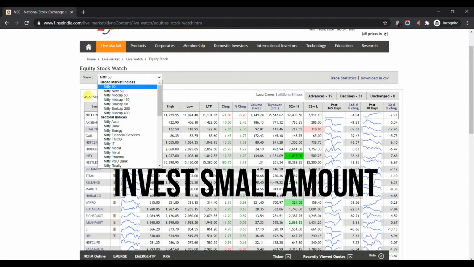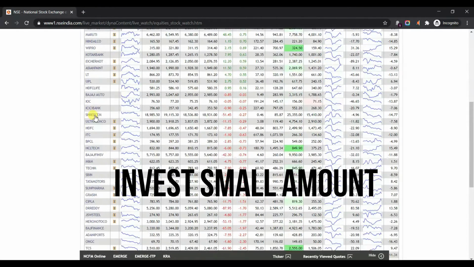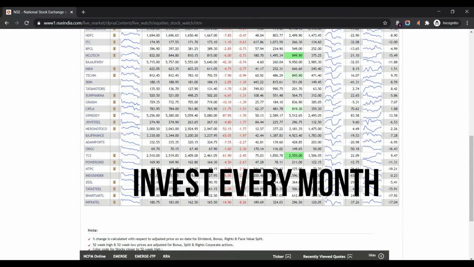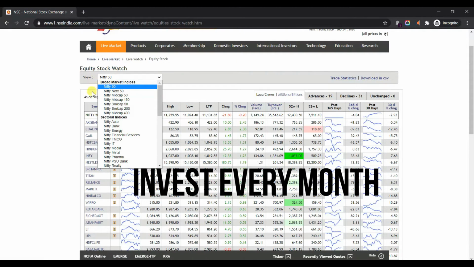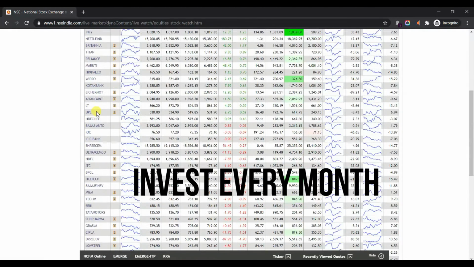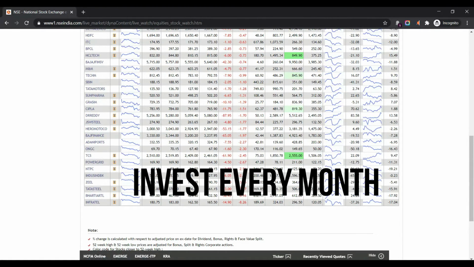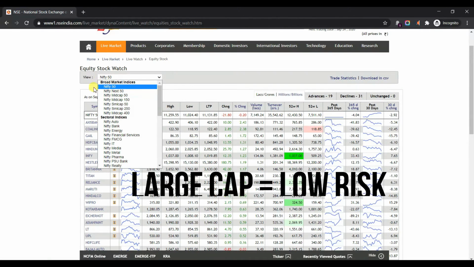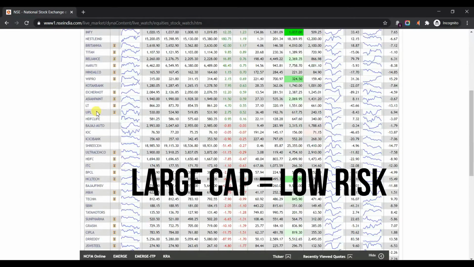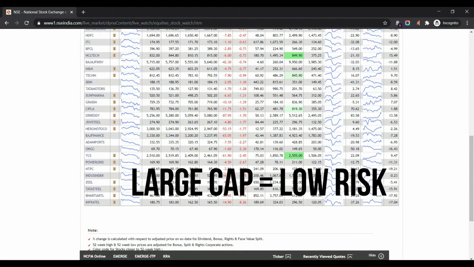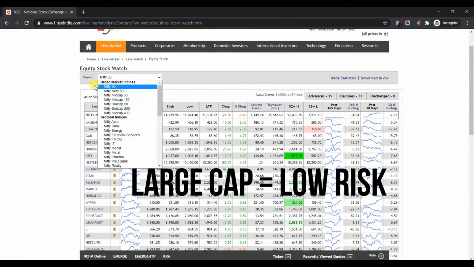But you have to be consistent. Every month, go to this website, select a well-known company and purchase the shares. If you do this, you will really benefit in the long term. It is advisable to invest in the large cap, well-known companies where the risk is low.